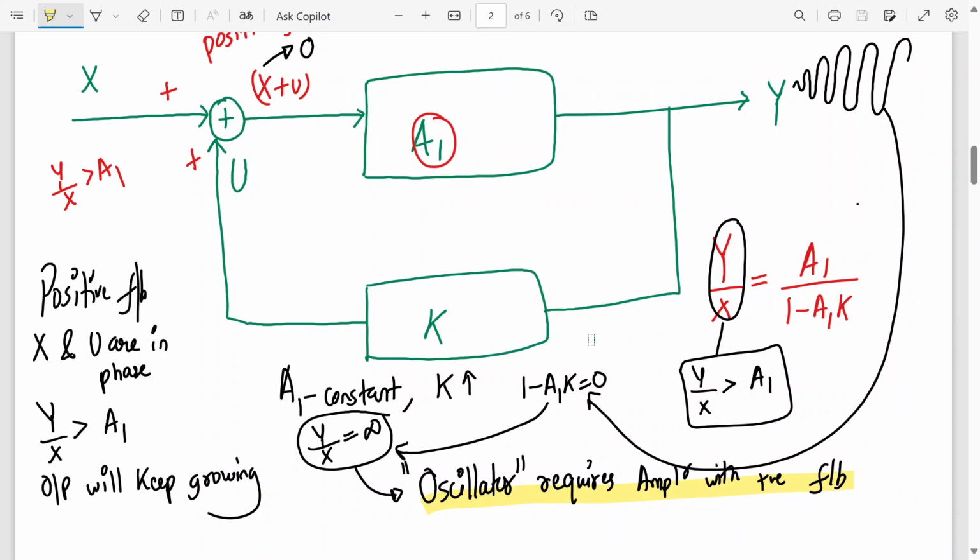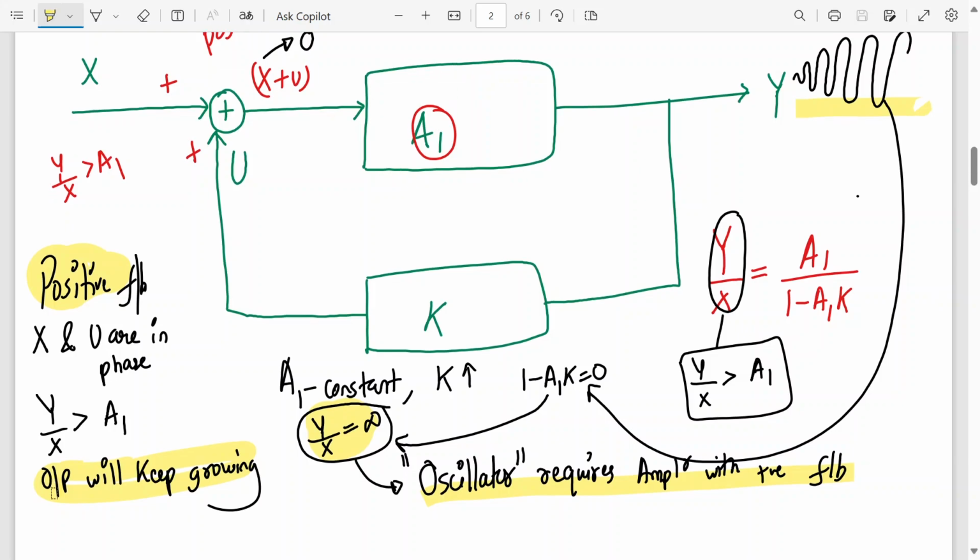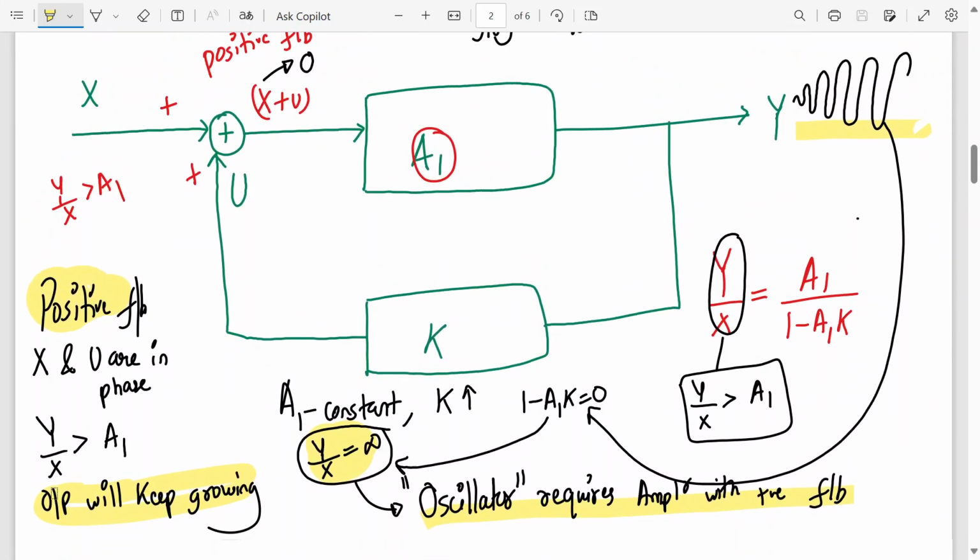So for a positive feedback, what happens? The output will keep on growing. At one point of time, if this condition is reached, the output will keep on growing even without the input signal. Even if x becomes 0, it will keep on growing at the output like this. And this will lead to oscillations. So an oscillator requires an amplifier with positive feedback, and this is the amplifier with positive feedback. Is this understood? Now I'll explain the negative feedback. Is this clear to you now?